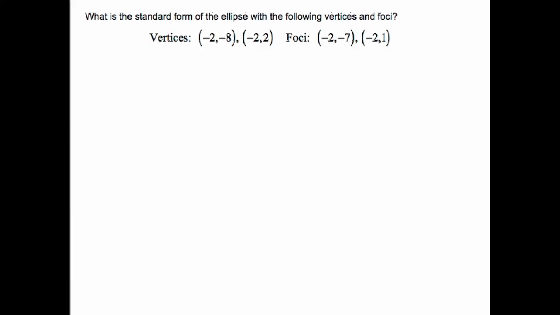What is the standard form of the ellipse with the following vertices and foci? The vertices are negative 2, negative 8, and negative 2, 2, while the foci are negative 2, negative 7, and negative 2, 1. I'm going to start by writing the standard form of an ellipse, and that's x minus h squared over a squared plus y minus k squared over b squared equal 1. What I have to do is find the center h, k, as well as the values a and b. So I'm going to start by finding h and k.